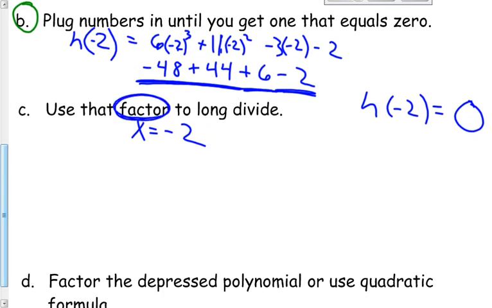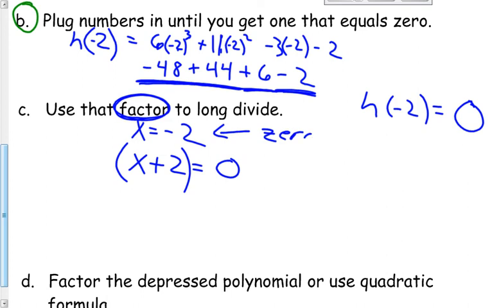The factor means I'm going to add it to get a 0 on the right side. So x plus 2 equals the 0. So what's the factor? It's the positive 2. I hope that makes sense to everybody. Once again, this is the 0 or the solution or the root. This right here is the factor. And we need to use the factor to long divide. Okay? So we're going to use the factor of x plus 2.